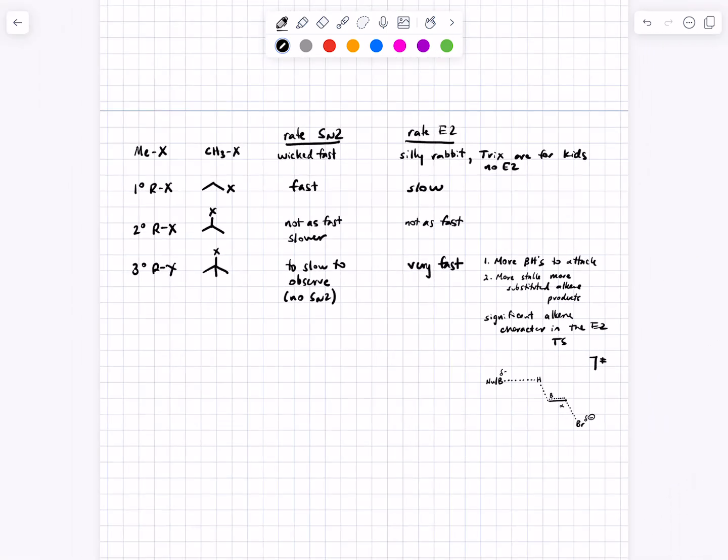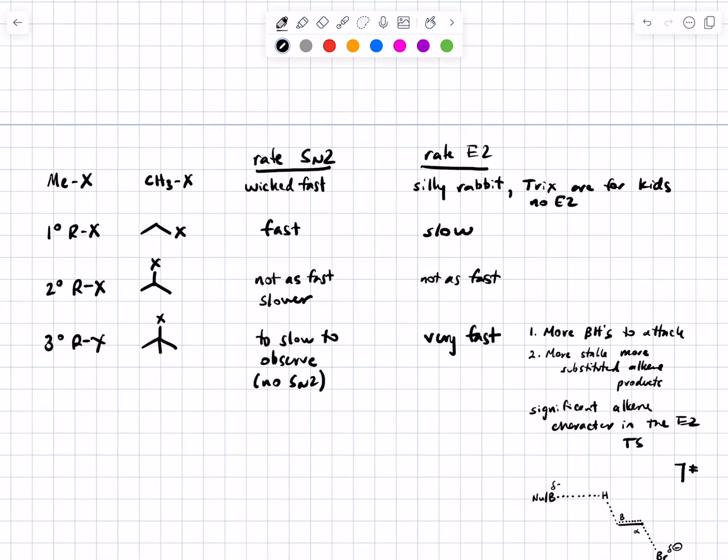So you can see now some decisions that we can make. If you've got a molecule that's a methyl halide, you don't have to worry about E2. There's no beta protons to remove. If you've got a molecule that's a primary alkyl halide, it's going to turn out that here SN2 is going to beat E2 for the most part. We'll come back to that a little bit. It's a little bit nuanced. If you have a secondary alkyl halide, you're going to be worried about the competition between SN2 and E2. And if you have a tertiary alkyl halide, you're not going to be worried about SN2 at all.